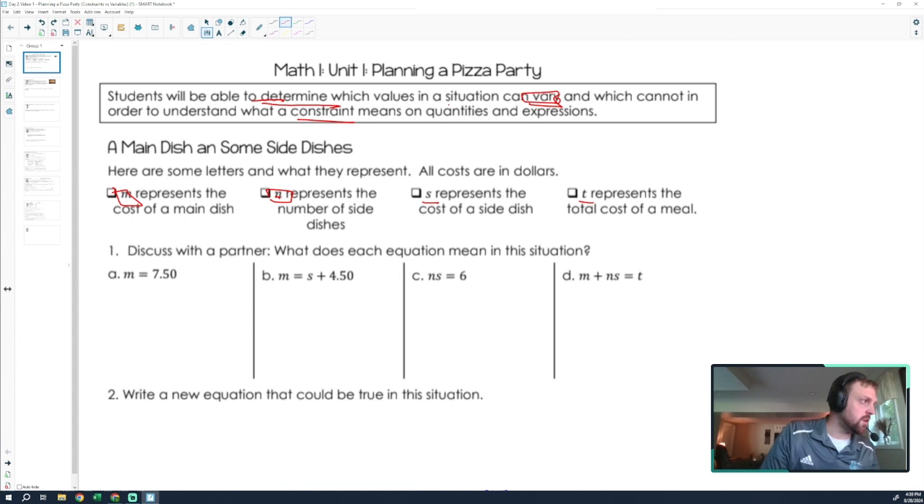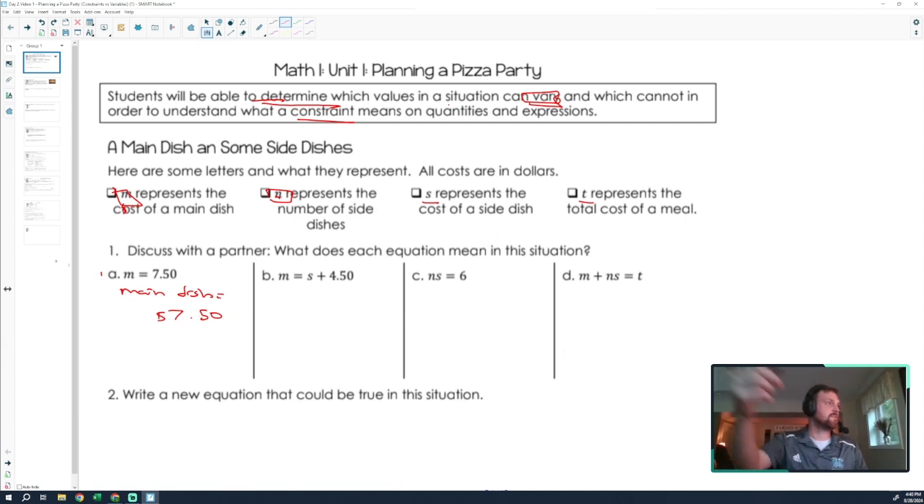All right, hopefully you had time. So, what does m equals 750 mean? If you look back up here, m is the cost of a main dish. So this simply means that a main dish is 750. And again, I'm going to get better at my handwriting as we go on, but that's how you read it.